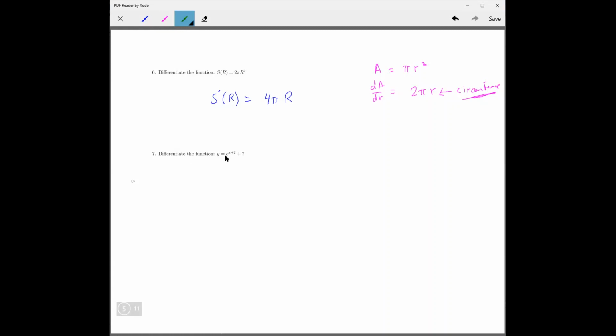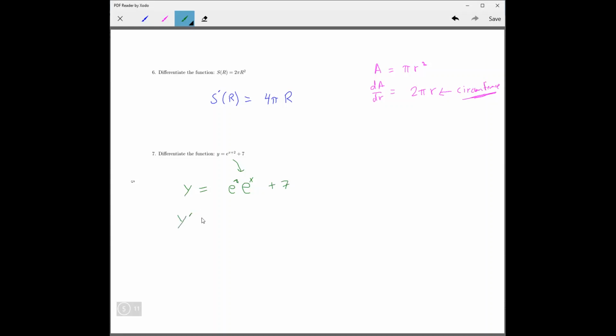Okay, so let's go to number 7, differentiating this function here. So what you have to notice here is that e to the x plus 2 is actually e to the x times e to the 2. So I'll put the e to the 2 there, right? That's just that. So x plus 2 is this. E to the 2 times e to the x. And then we have this 7 right there.